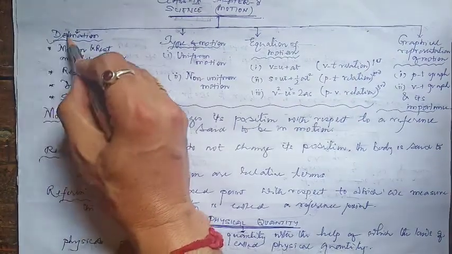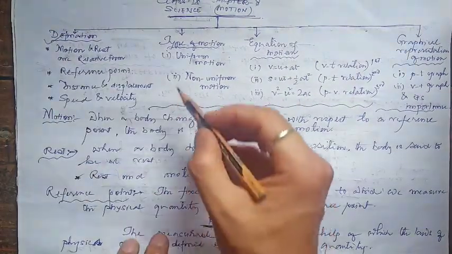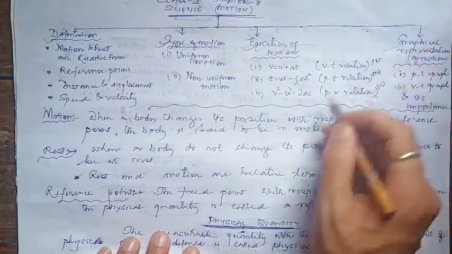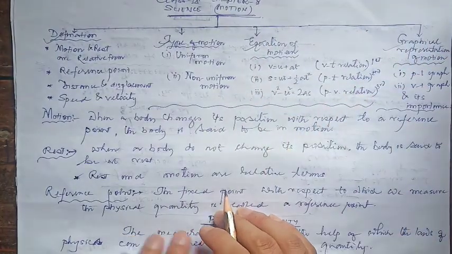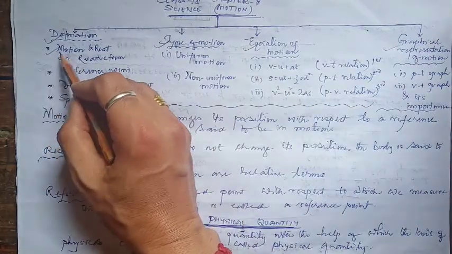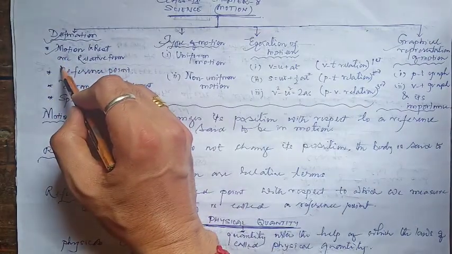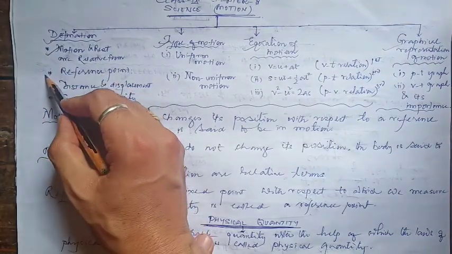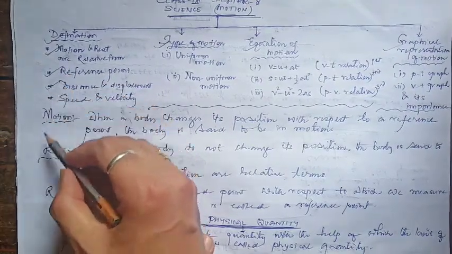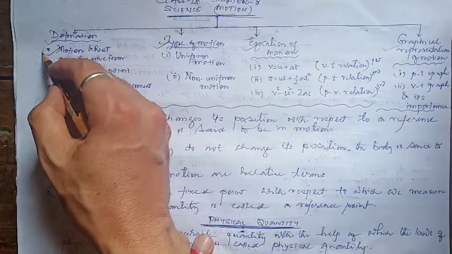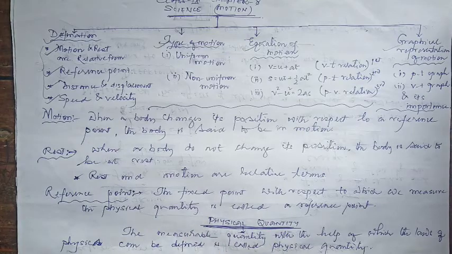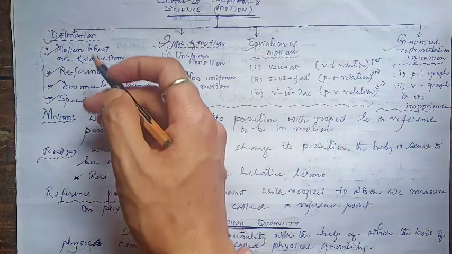First we will discuss the definitions, then types of motion, equations of motion, and graphical representation of motion. Motion and rest are relative terms, and we'll discuss this topic first, then reference point, distance and displacement, speed and velocity. These are some of the basic terms and definitions that we'll be frequently using throughout this chapter. So first we'll become familiar with these terms.